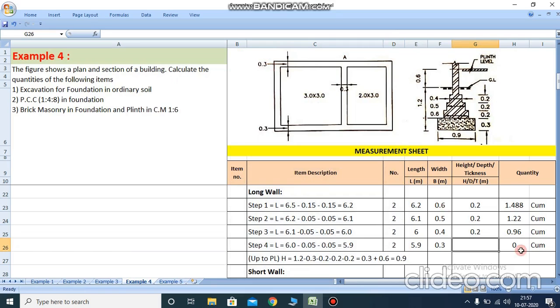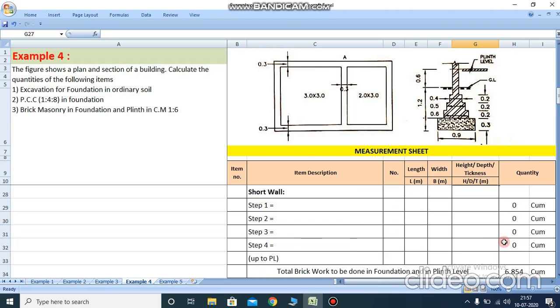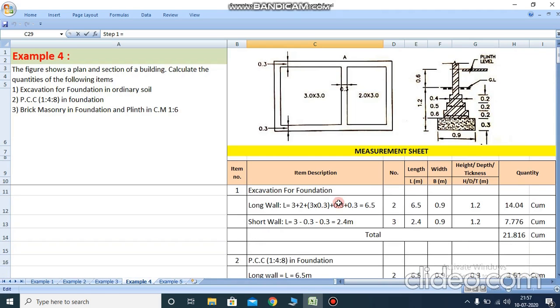Now we find out the total height is 0.9, so write here 0.9 meter. So the total quantity for the brickwork for a long wall is a summation of all the 4 steps. Now we start the short wall. First, for the short wall, we already found the length for the excavation. See this point. For the short wall, the total length is 2.4 meter. Clear?